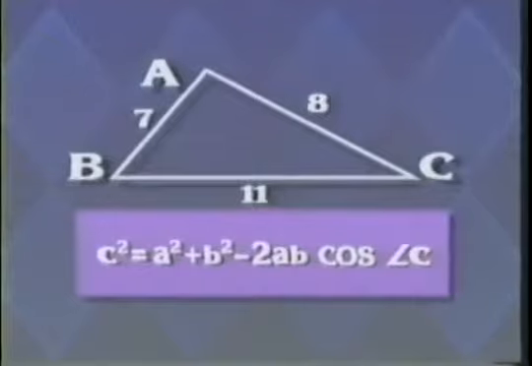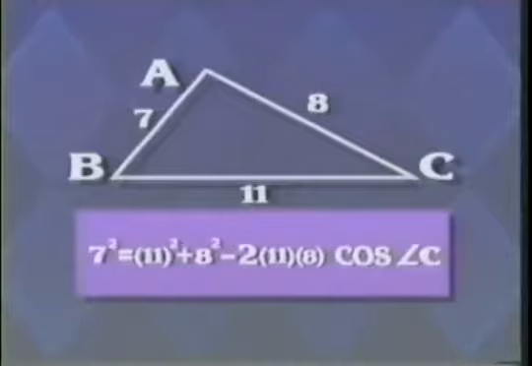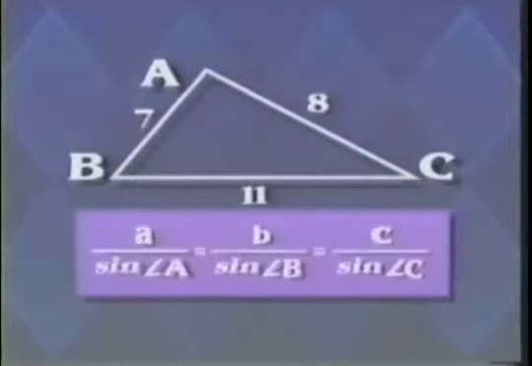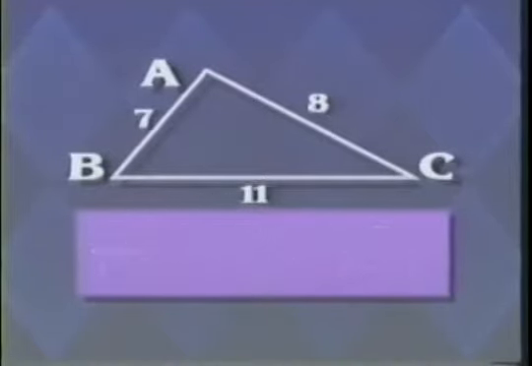In the case of side, side, side, plug in the numbers and solve directly. But this only provides 1 angle. How can we find the other 2? Well, having found angle C, we now have opposite information, angle C and side C. So we could apply the sine law to find the other angles. But the cosine law can be restructured to allow us to solve directly for any of the angles.